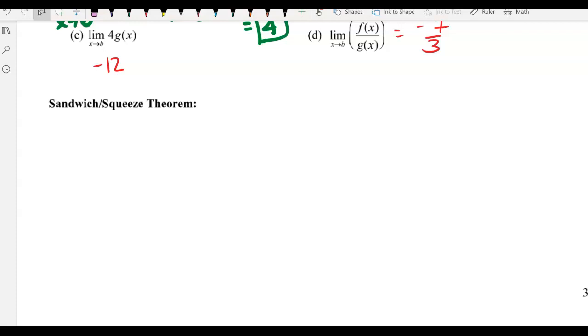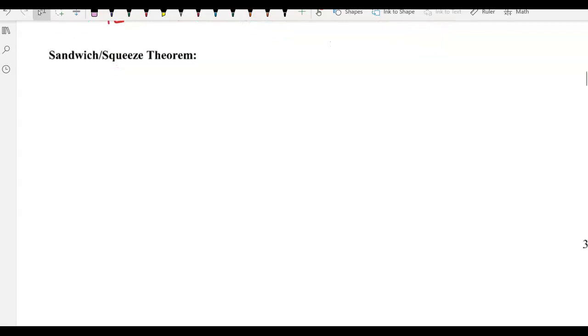So let's talk about sandwich, or the word squeeze. How do you make a sandwich? Two pieces of bread and then? That's right. So that's why they call it a sandwich, aka the squeeze theorem. So can you digest this? Let's rock and roll.